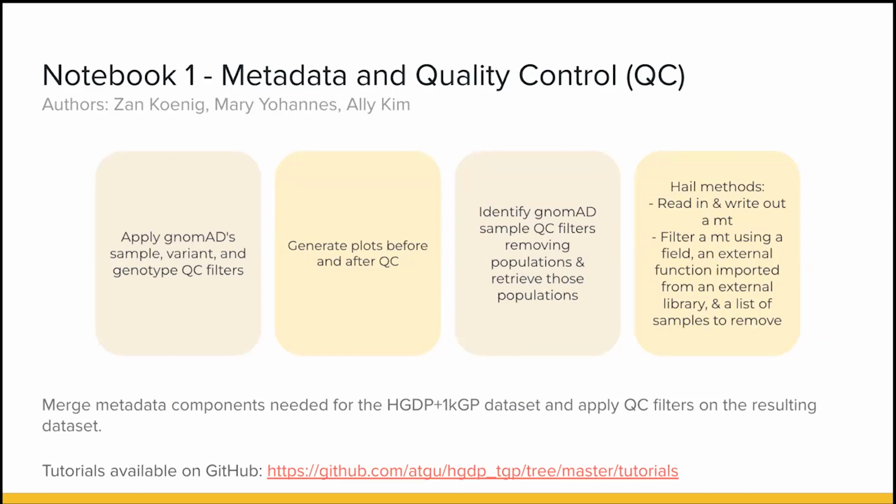In this notebook, we're applying Nomad's quality control filters. We create plots using different metrics before and after QC. We identify those Nomad sample QC filters, which are removing certain populations, and we retrieve them. Throughout all those steps, the user also learns some useful Hail methods, namely reading and writing a matrix table, as well as filtering a matrix table, using both an external imported function, as well as filtering with a list of samples to remove.